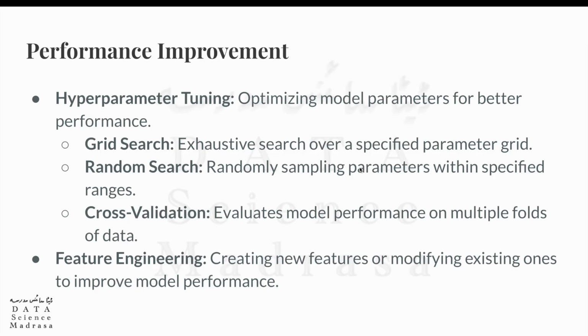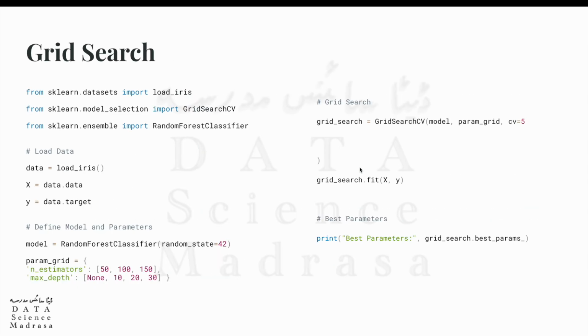Another way to improve performance is to do feature engineering. By creating new features or modifying existing ones, the model may or may not start to improve the performance and perform better. So how can we use these methods?